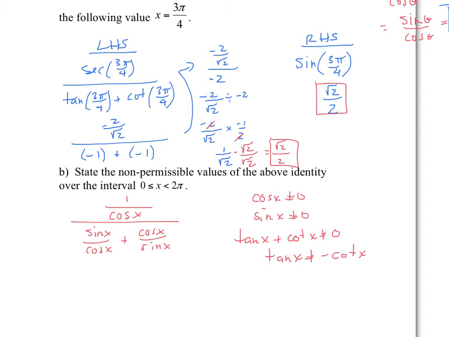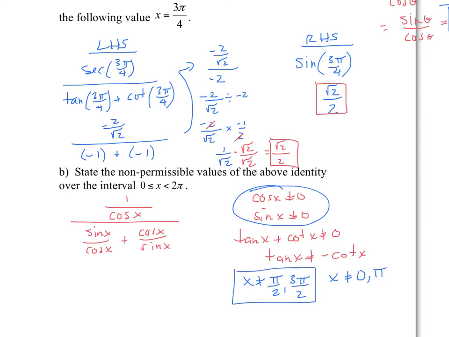The only two we have to worry about are those two over here. So cos x cannot equal 0 at pi over 2 and 3 pi over 2. And also sine cannot equal 0 at 0 and pi. Notice that I didn't include 2 pi this time because 2 pi was not included in our solution. So these would be our non-permissible values.